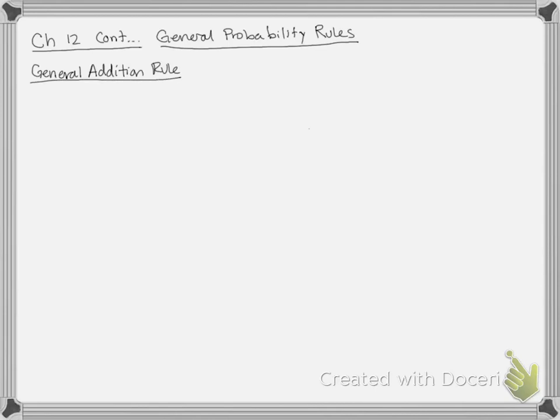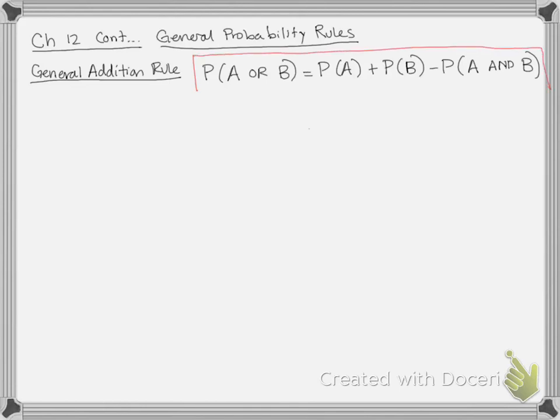And the general addition rule says that if we're looking for the probability of P of A or B, then we would take P of A, add P of B, and subtract the overlap. So this would be for one or the other or both, right? And we want to take care of the fact that if these events are not disjoint and they do have overlap, that we subtract it out.